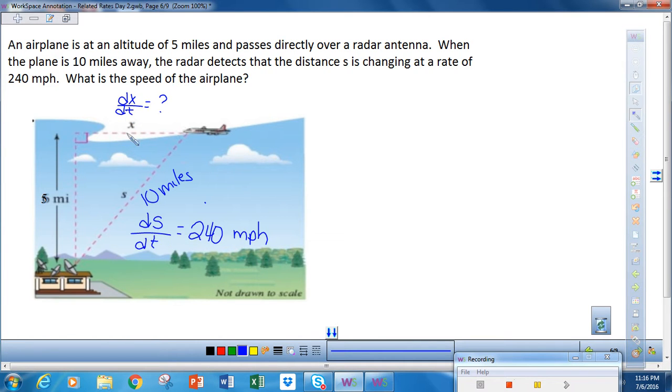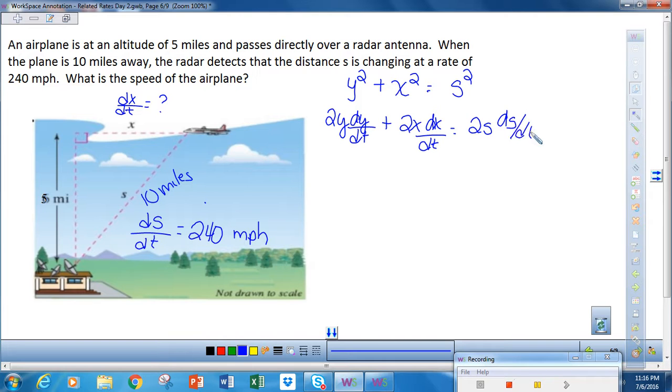Okay? So one of the things I want you to notice here is this looks like a right triangle. So we're going to use Pythagorean for this. So we're going to have y squared plus x squared is equal to s squared. So recall, when we take the derivative of this, we get 2y dy dt plus 2x dx dt is equal to 2s ds dt. And I think we talked about this before, that we can just get rid of all these 2's, because if I divide everything by 2, those 2's just go away.